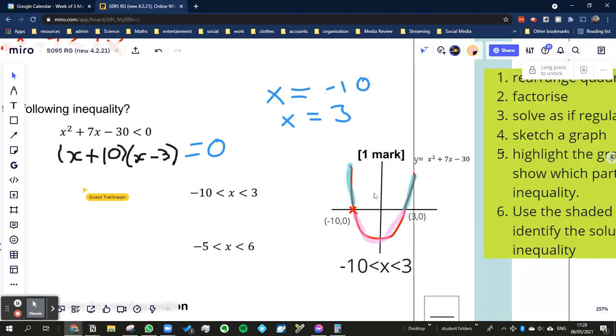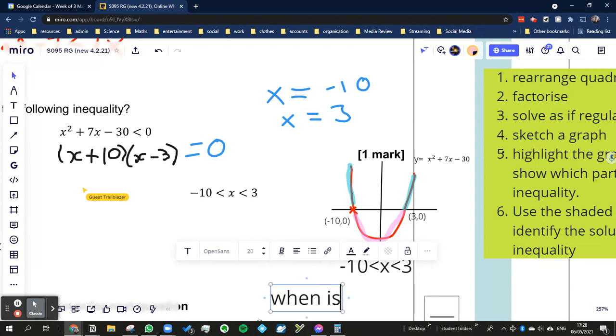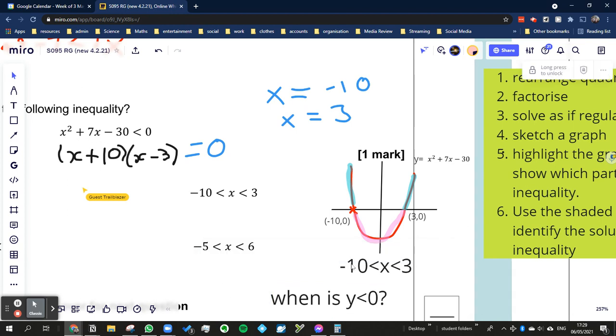Okay. So this graph that I've drawn is y is equal to x squared plus 7x minus 30. The question we're asking is, when is y less than 0? Because that's the inequality. Y is less than 0 when x is between these two numbers. So whenever x is between negative 10 and 3, the line dips below the 0 point and y is less than 0. Okay.